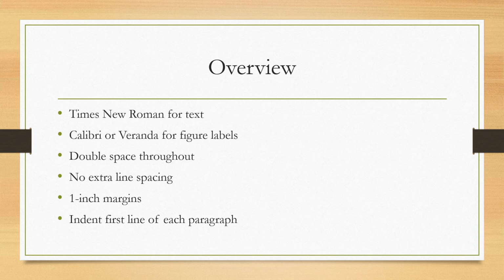So a little bit of overview for your formatting. So obviously we're going to use Times New Roman for our text. We are going to double space. We have 1-inch margins all around. You are going to indent your first line of each paragraph for your formatting. And you're going to make sure that your Times New Roman font is a size 12.